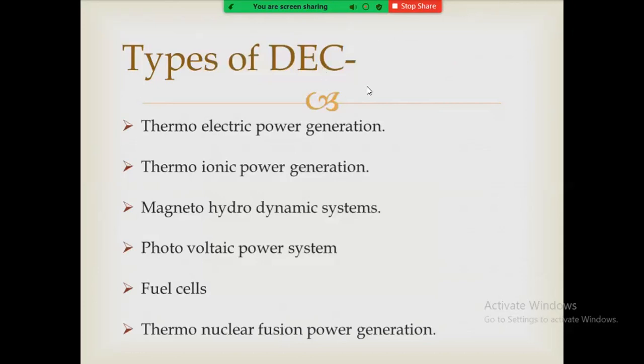Okay, these are the types of direct energy conversion. These types will not be asked in your examination, and this point is also not included. But for your understanding, here I have given the types of direct energy conversion: fuel cells, thermonuclear fusion power generation, thermoelectric power generation, thermionic power generation.